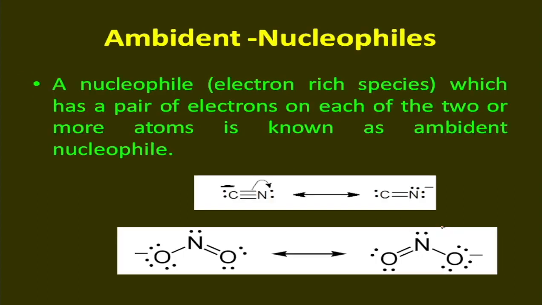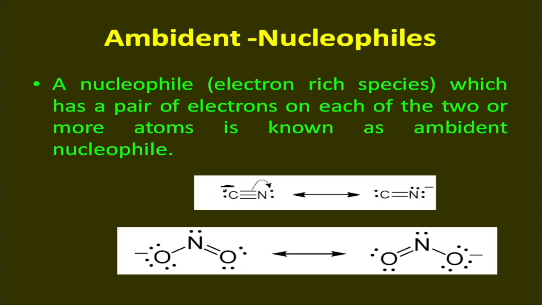An ambident nucleophile is a nucleophile, an electron-rich species, that has a pair of electrons on two or more atoms. A nucleophile is nucleus-loving and carries a negative charge. Ambident means both sides are its own.